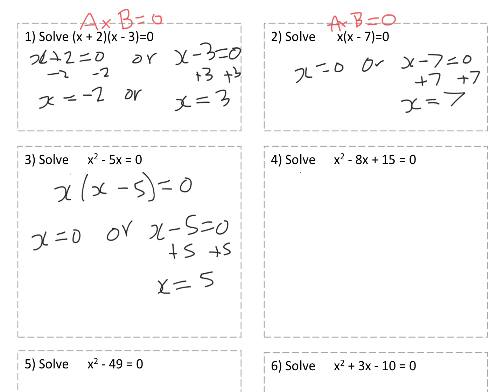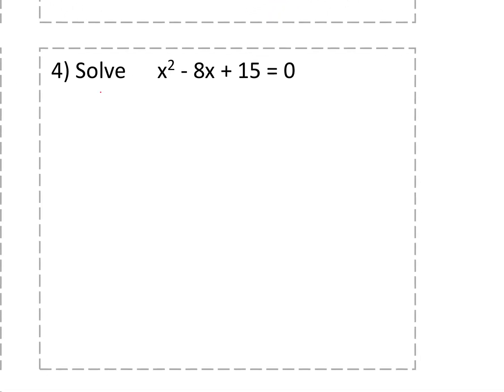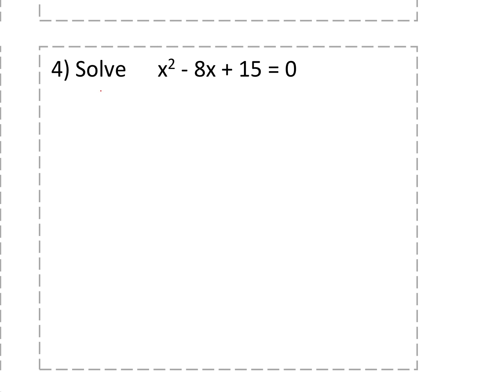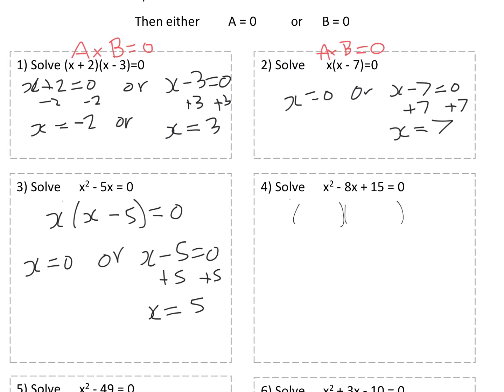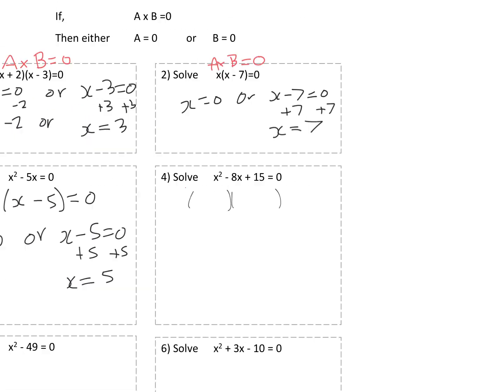Now it gets a bit harder again. This time, we don't have two things times together, we've got a quadratic, but we can factorize this into double brackets, like example 1, to look like this. How do we do that? That's where a revision of the chapter 7 comes in.